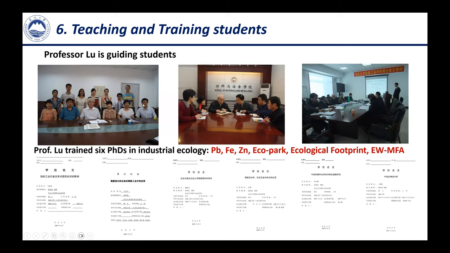These are some pictures. This is me. All these are Professor Lu's students. Throughout the industrial ecology program, Professor Lu has trained 6 PhDs in industrial ecology, for example, Professor Mao Jianshu, Professor Bu Qingchai, Professor Dai Tiejun, Professor Yue Qiang, Professor Zhang Jianhui, and me, who, as my great honor, is the last student of Professor Lu. This is my PhD defense picture.